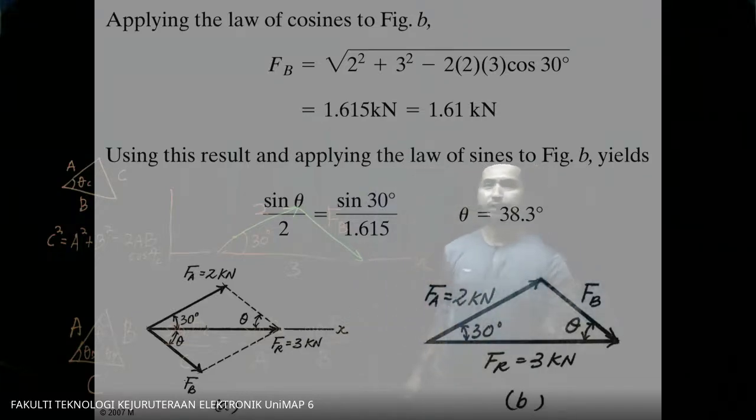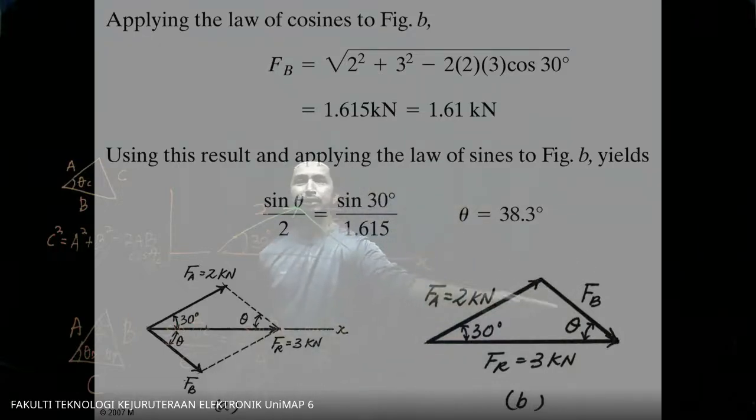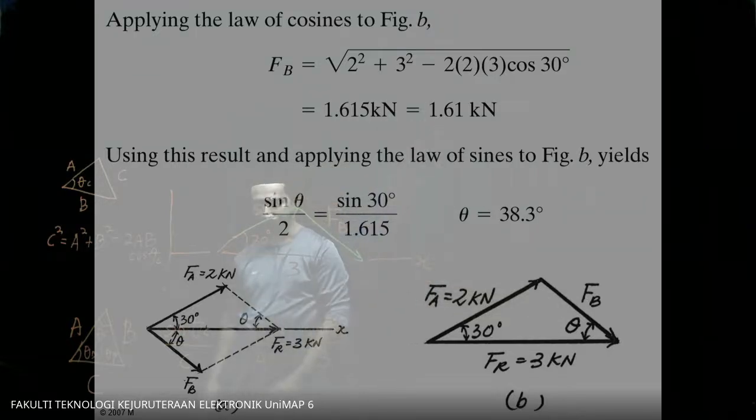Look at this second figure. Sine theta over 2 kilonewton, the opposite side is 2, equals sine 30 degrees divided by FB. FB is 1.61, so you'll get theta equals 38.3 degrees. Okay? Okay, correct. So this is how you solve these questions.